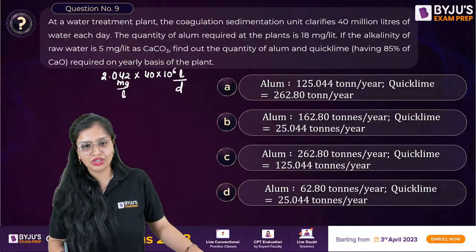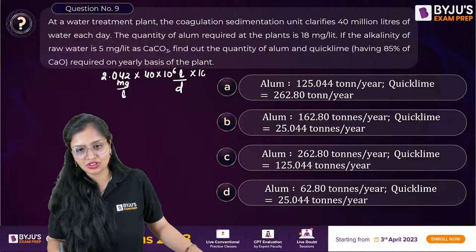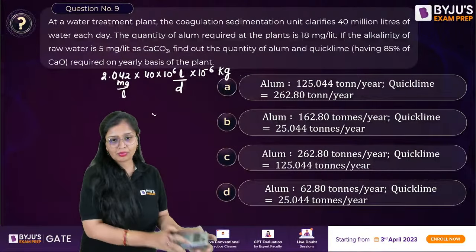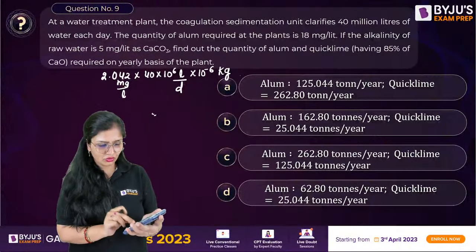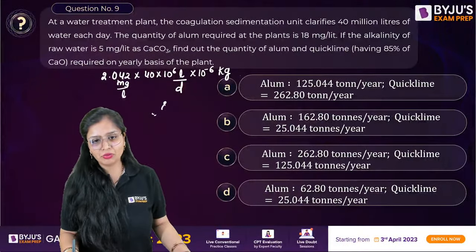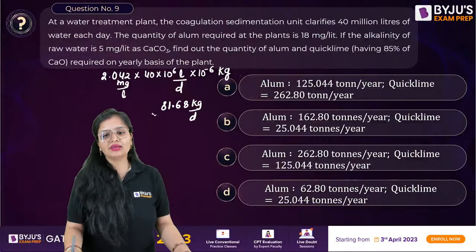How much is the quantity of water? 40 million liters per day. Liters and liters will get cancelled. Mg you will convert it into kg. So how much it will come? 2.042 into 40. So this will come out to be 81.68 kg per day of quicklime is required.